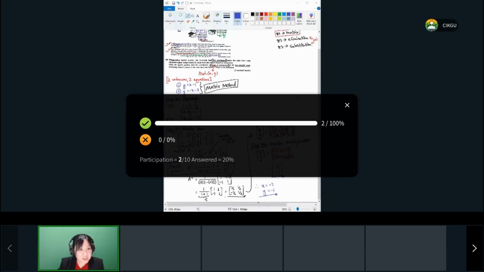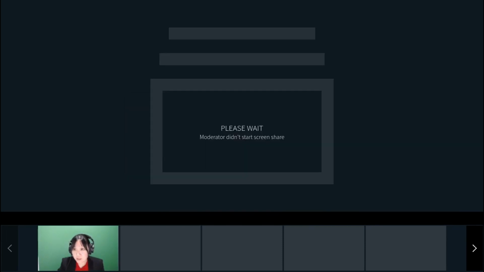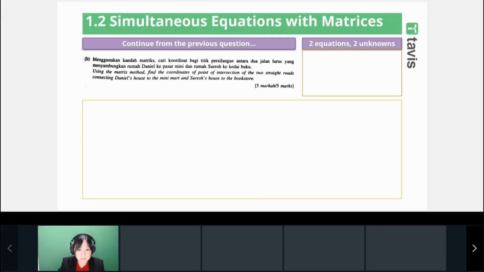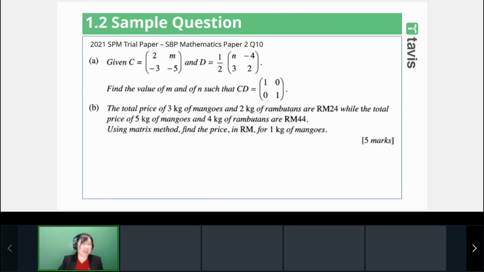Good, so that's it. This is one example that we did for matrix. Let me go back to my slides. This one we've done already. Let's do one more question for matrix, which is this one.